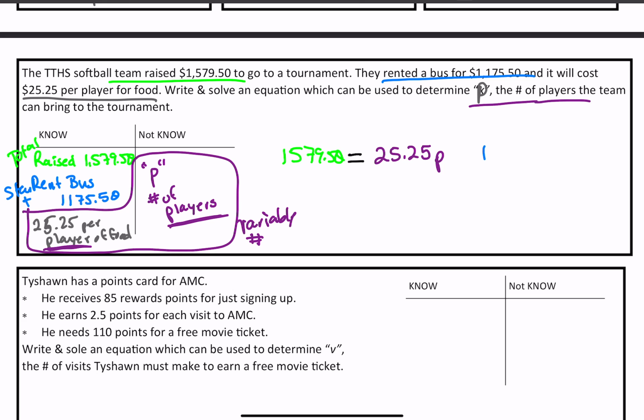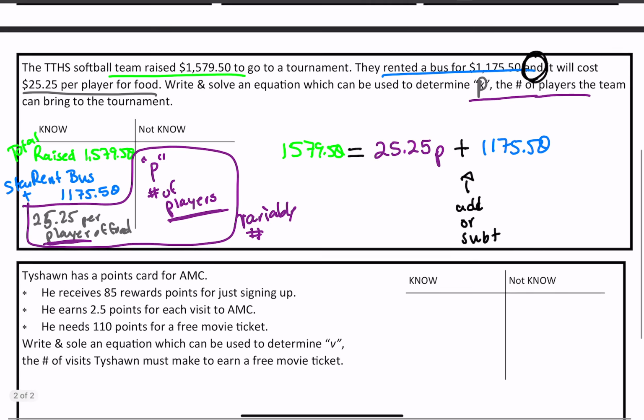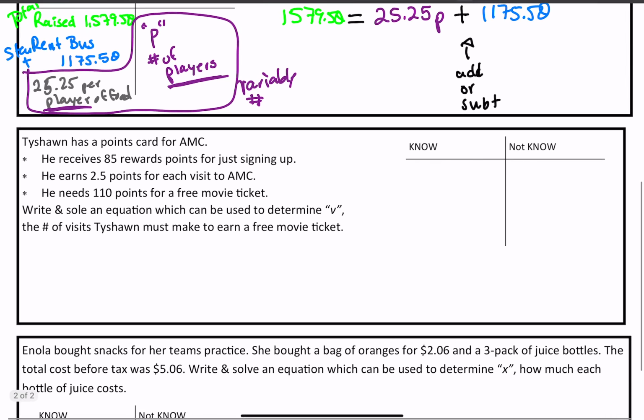So that means $1,175.50. But you have to figure out what math is going to go in between. Is this going to be add or subtract? Well, if you are renting a bus and it will cost that much, that math word is addition. Okay? You will solve this on your own for extra credit, each one of these last problems.